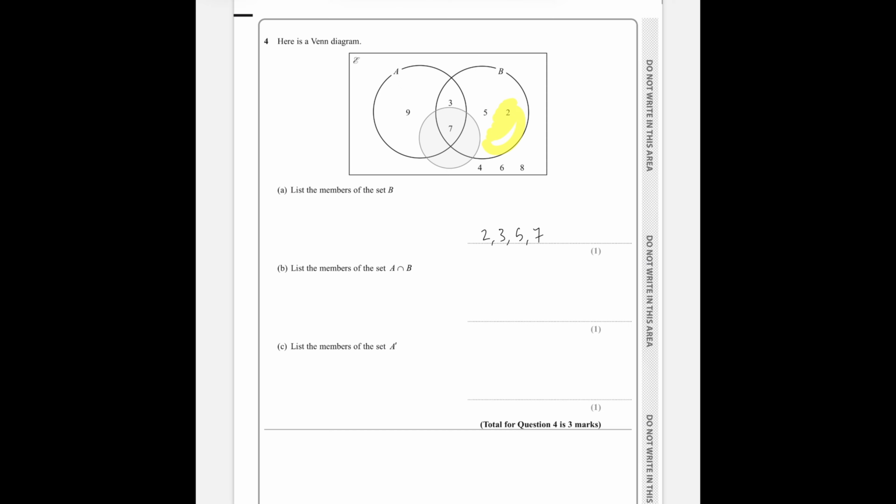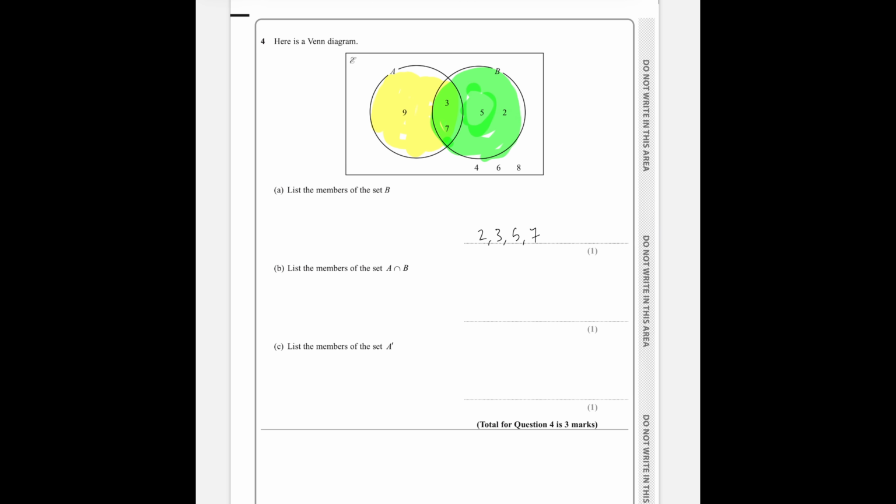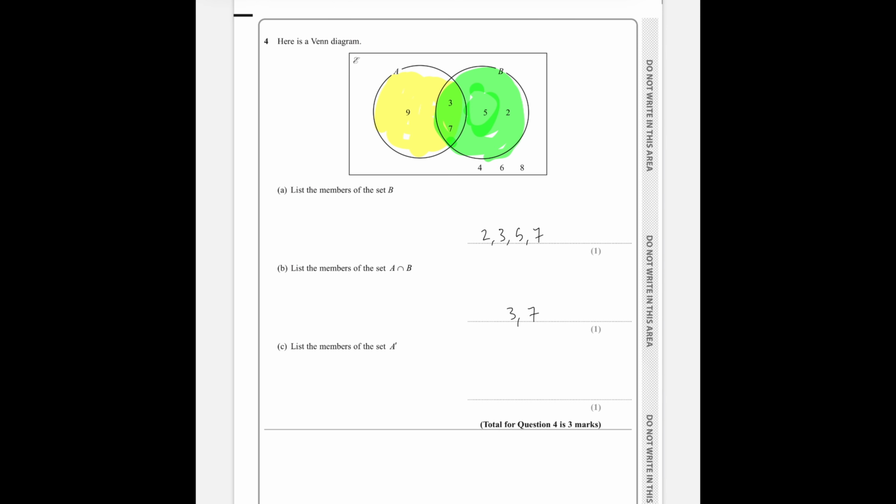And the next one we want is the intersection between A and B, which means this area that both of them have in common. So imagine A is yellow, right? Yeah, it has this, and B is green, and B has all of this. So it's the area where both colors intersect, which is in the middle. And that's going to be 3 and 7.